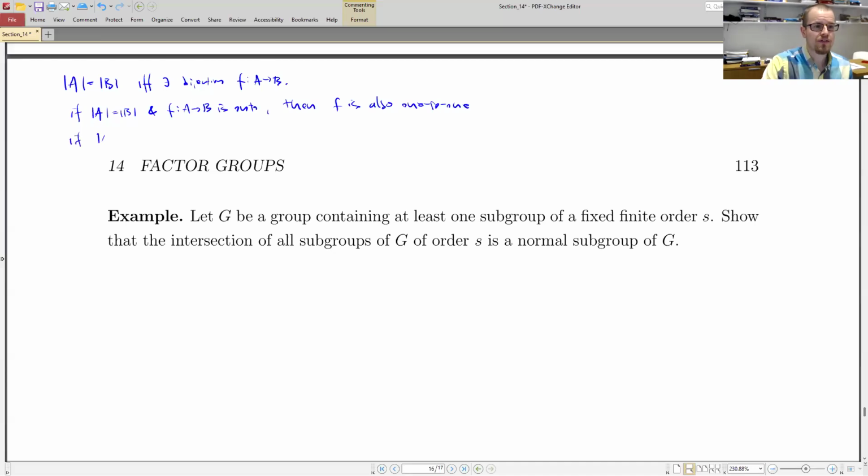Similarly, if I have that the two sets are the same size and I have some function F from A to B that is 1 to 1, then I may conclude that F is onto. That is, it is a bijection. So I really like having these ideas in hand and ready to go.